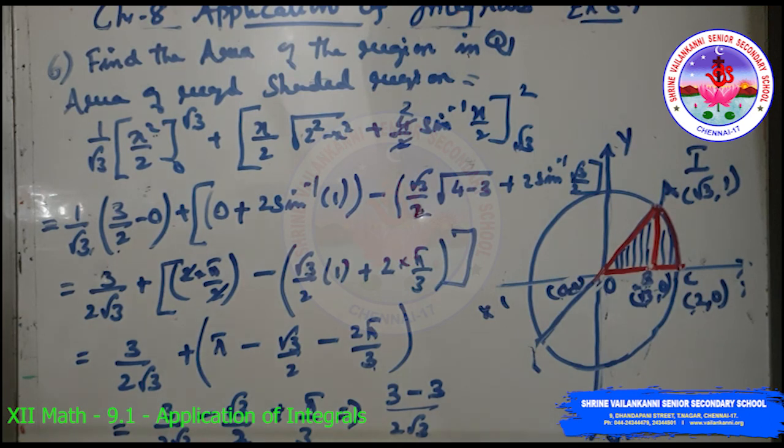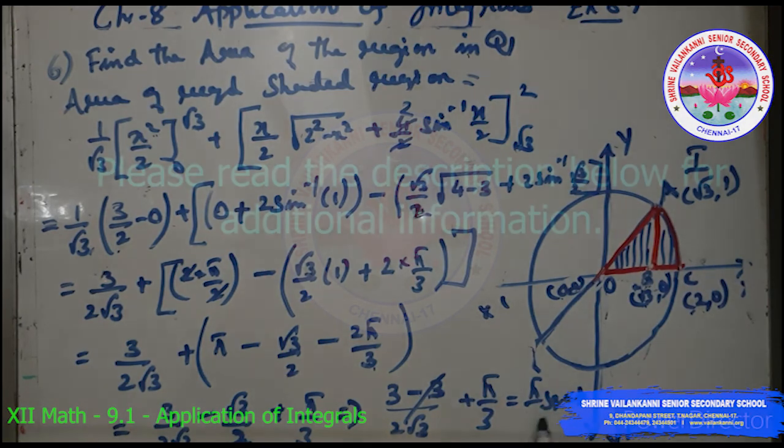So this will become 0. So which is equal to pi by 3 square units. So the required area is pi by 3 square units.